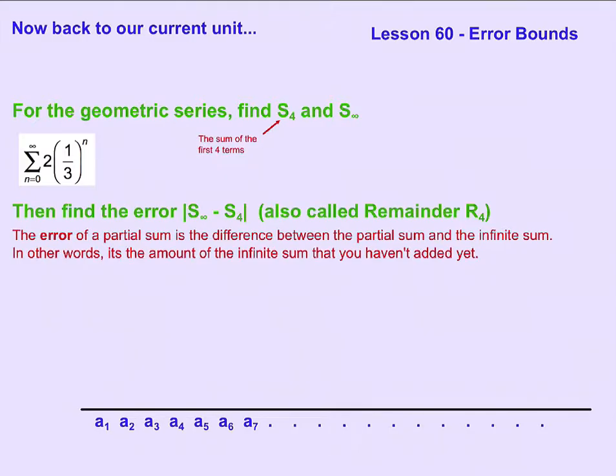I want to find S4, which is a shortcut way of writing the sum of the first 4 terms, and S infinity. Now, there is a formula for finding S4, but I'm going to leave that alone for a minute because it's pretty easy to just list the first 4 terms. We've got 2 plus 2 times a third plus 2 times 1/3 squared plus 2 times 1/3 cubed. And that would be 54 over 27 plus 18 over 27 plus 6 over 27 plus 2 over 27.